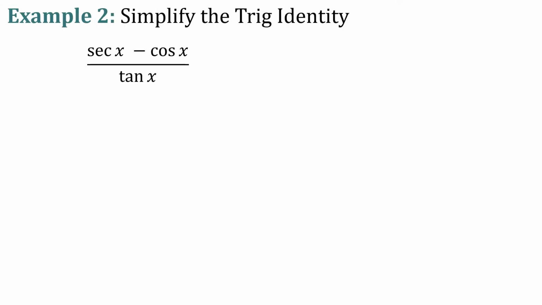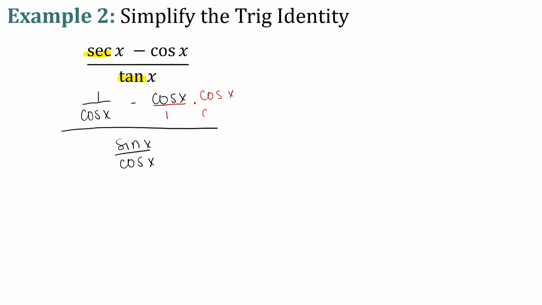Let's look at another one. We're going to simplify secant x minus cosine x all over tangent x. The first thing we want to do is to rewrite these trig functions in terms of sine and cosine. So I'm going to write secant as 1 over cosine x minus cosine x all over sine x over cosine x. So I know that this function is really over 1. So let's multiply the top and bottom by cosine so that we can simplify this.